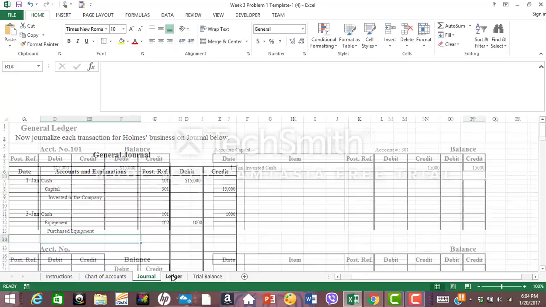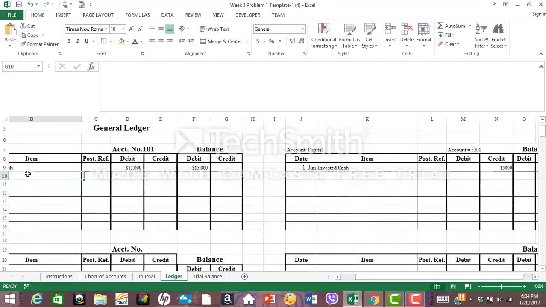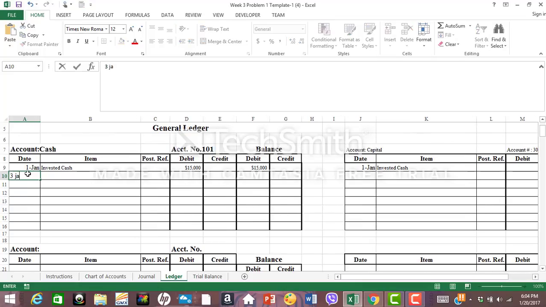Then in the ledger, for cash, 3rd of January, purchased equipment, for $1,000. Now the balance would be under the debit side because we still have a positive balance, equal to the $15,000 that we have minus the $1,000 cash. Our balance is $14,000 in cash right now.